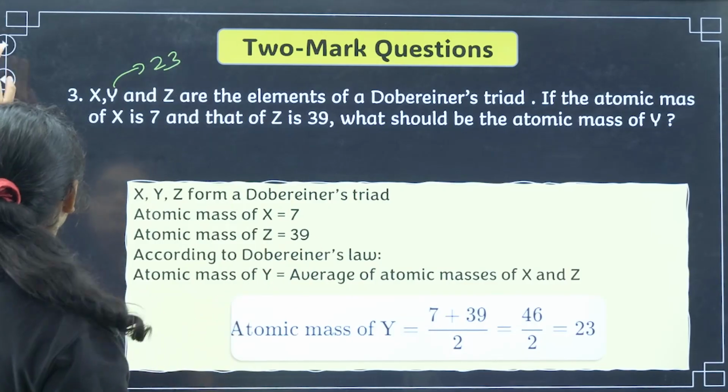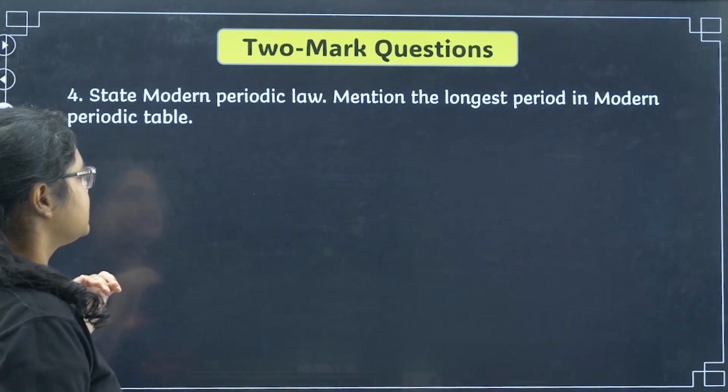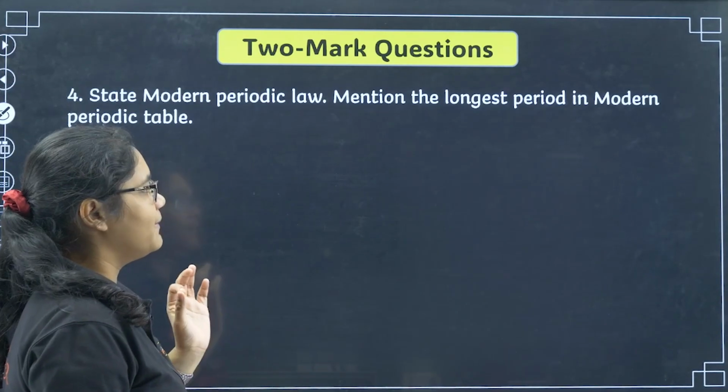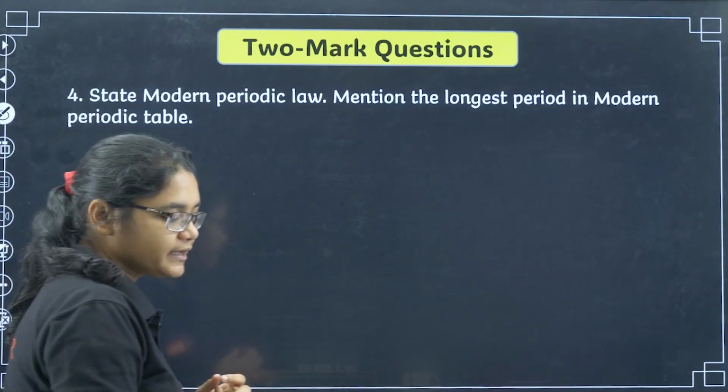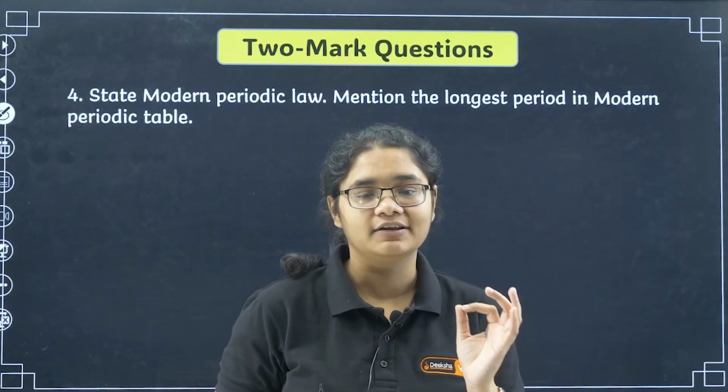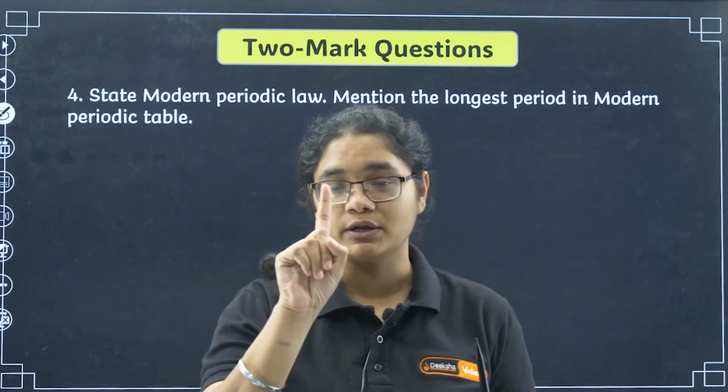Clear? Moving to the fourth question: state the modern periodic law, and mention the longest period in the modern periodic table. So the modern periodic law is very similar to Mendeleev's periodic law, but there is a difference of only one word.